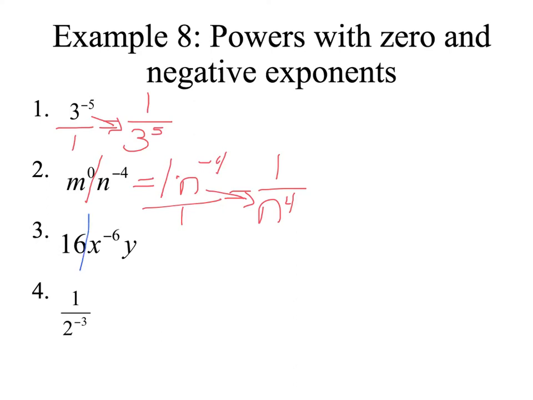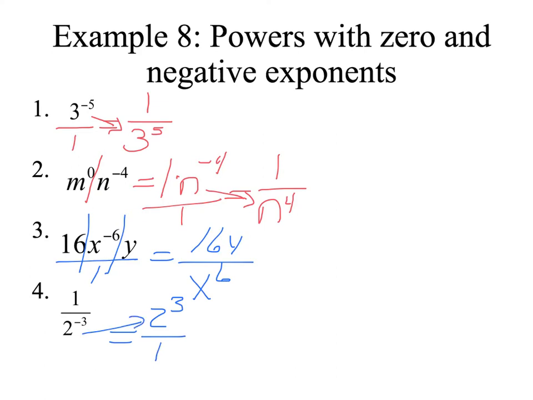In problem 3, hopefully you see that there are 3 pieces: a 16, an x to the negative 6th, and a y. Only the piece with the negative is going to move. So on the top of the fraction, the 16 and the y are going to stay, and only the x to the 6th moves to the bottom and becomes positive. In number 4, it also works if you have a negative in your denominator. This is going to become 2 to the 3rd over 1. It comes back up to the top.